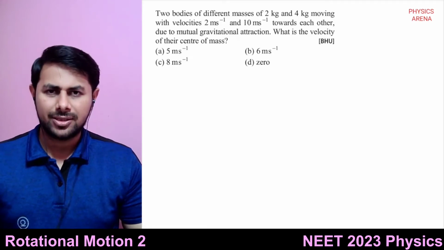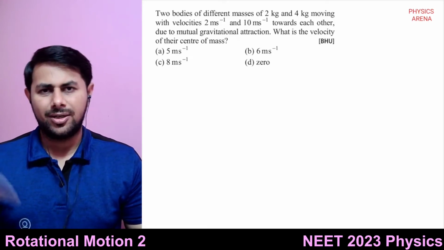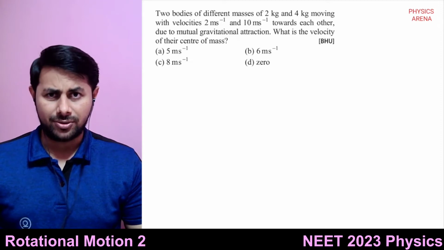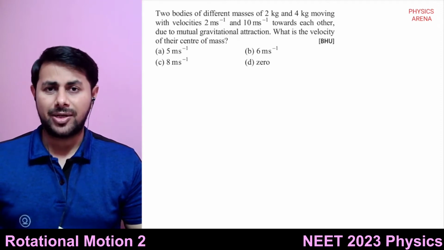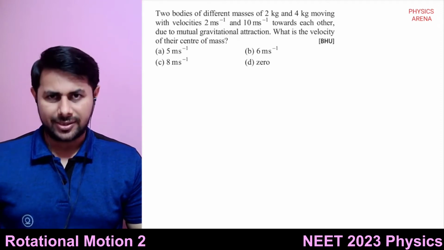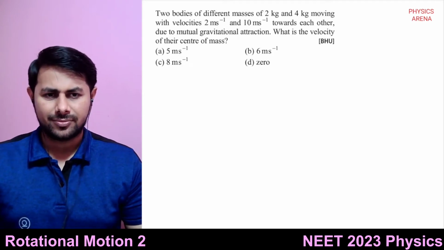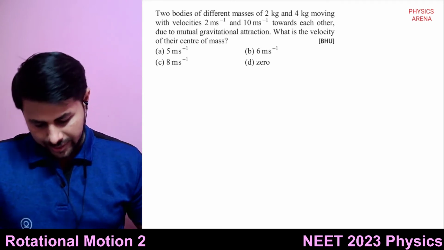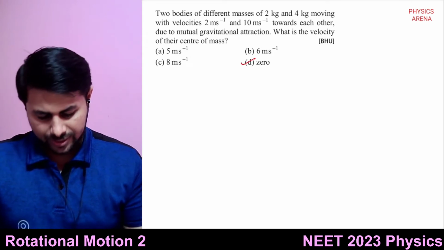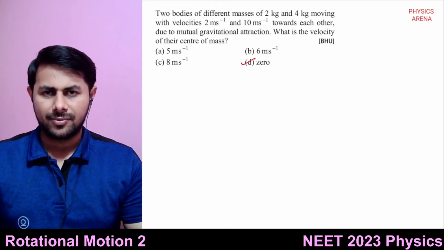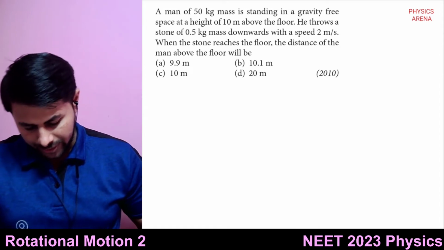And that means since external force is 0, earlier the center of mass was at rest. That means its velocity was 0, so it will remain 0. And that's why the answer is 0. Alright, so let's see this question.